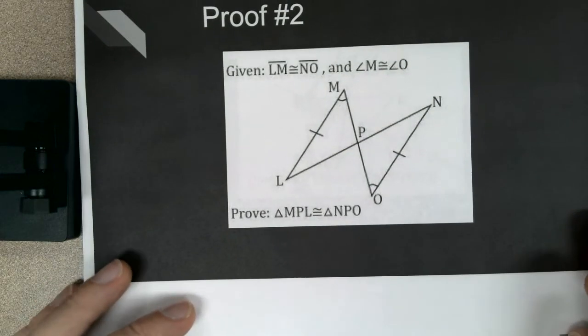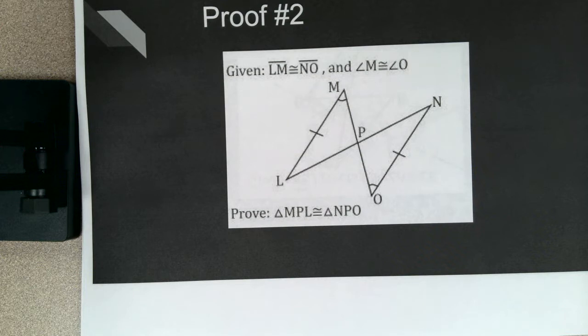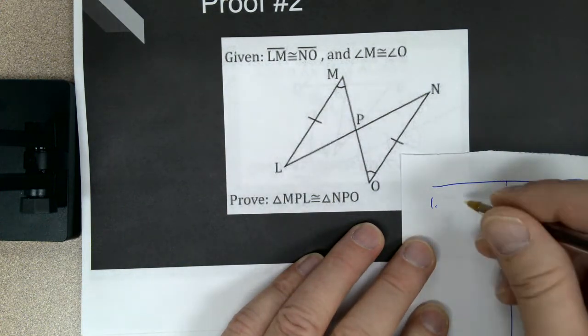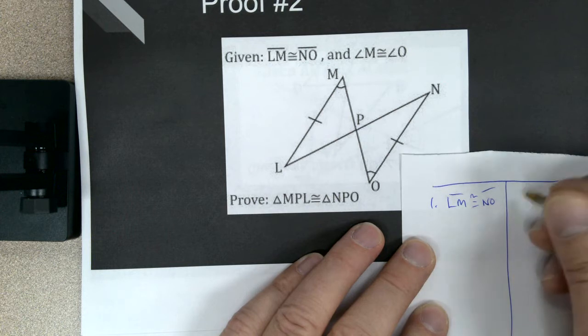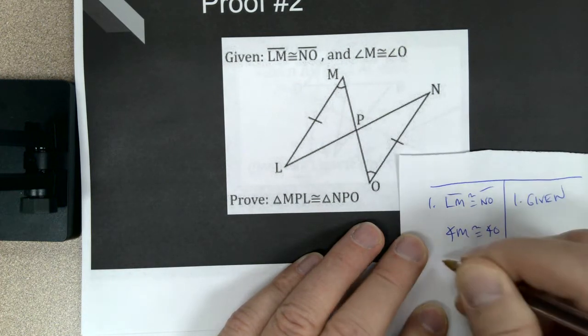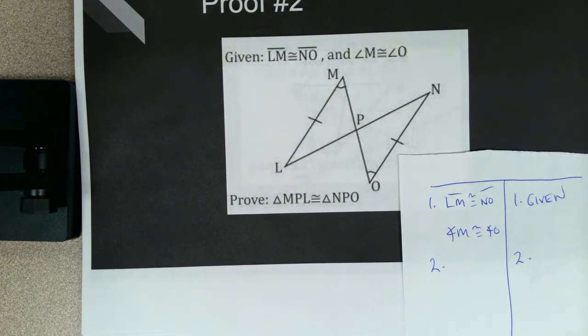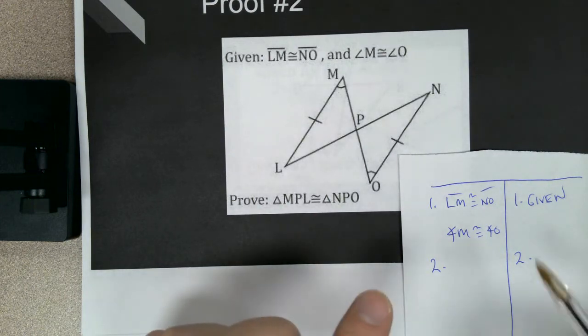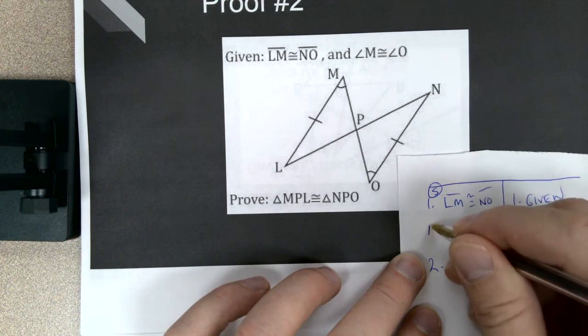Okay, let's look at proof number 2. Here's what proof number 2 says. It says LM is congruent to NO and angle M is congruent to angle O. So if we fill in our given, LM congruent to NO, angle M congruent to angle O, we've already got those 2 things marked. So we've got a pair of sides and we've got a pair of angles.